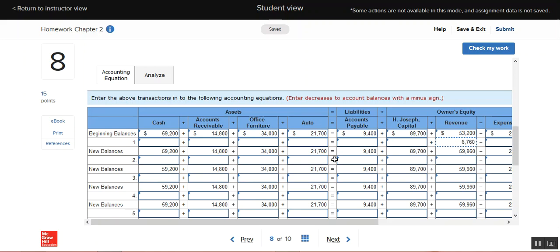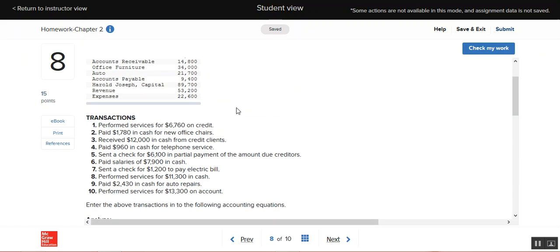All right, now here's our equal sign. Anytime we do something on one side, we have to make sure the other side balances. So in this case, we increased our revenue, and it says we did it on credit. So if it says we did it on credit, that means that the client is going to pay us in the future. So at some point in the future, we're going to receive the payment on that. So that's kind of how I remember that. We're going to receive money. So accounts receivable. And that takes care of number 1.